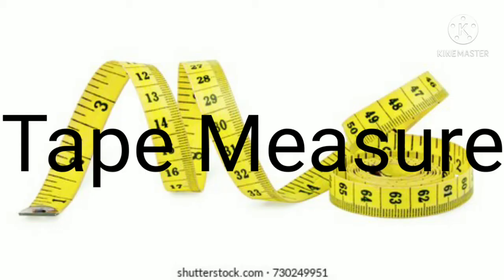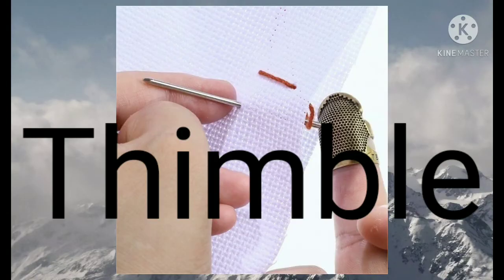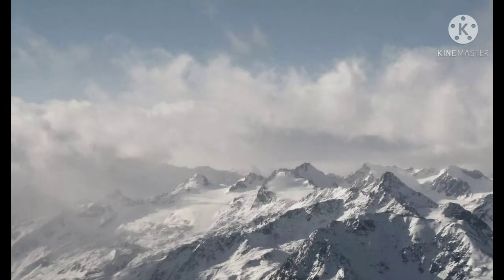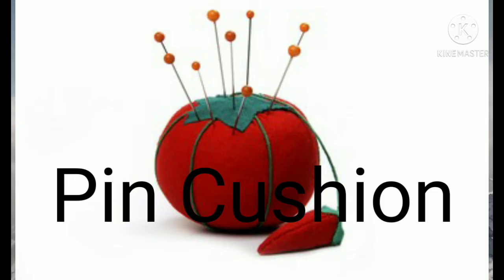Here is the tape measure. The tape measure is used for taking measurements of cloth or body. Tape measures should be rolled up when not in use and kept away from fire. Next is the thimble. The thimble is used to protect the fingers against needle marks during hand sewing. The pin cushion.